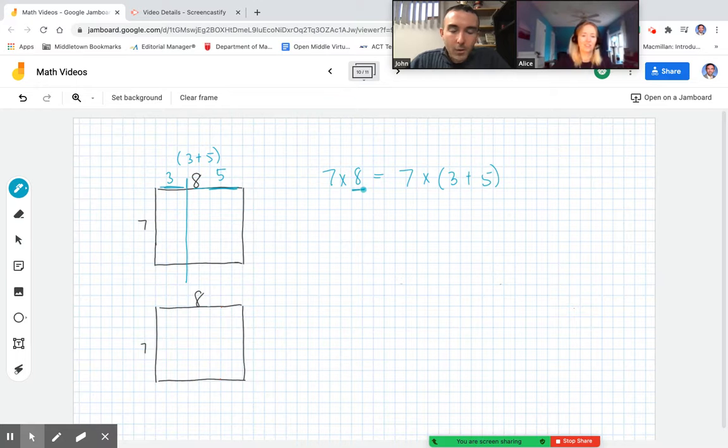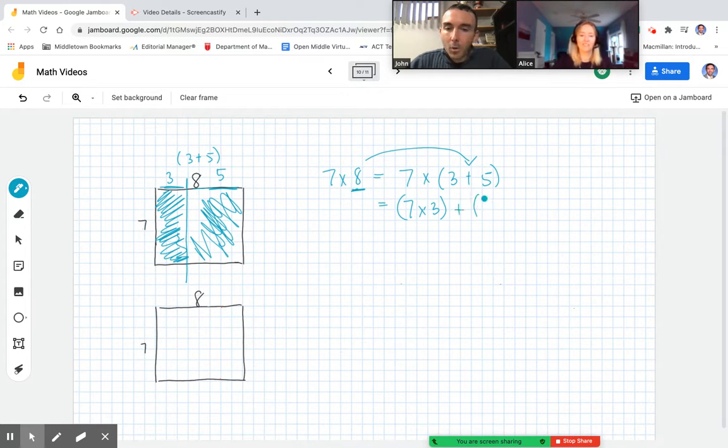I took the 8 and I broke it up into two smaller numbers, 3 and 5, whose sum is equal to 8. Next, I'm a visual learner, I like to look at areas. If I found the area of the small rectangle, that would be a 7 by 3 rectangle. And if I found the area of the bigger rectangle, that would be 7 by 5. So I would want to add those because together they make the whole shape.